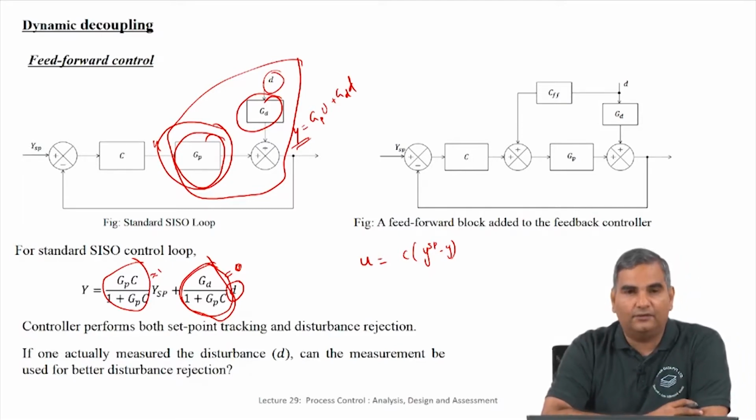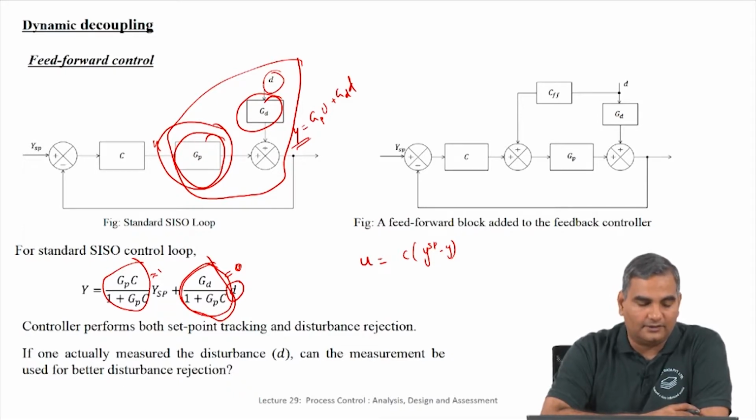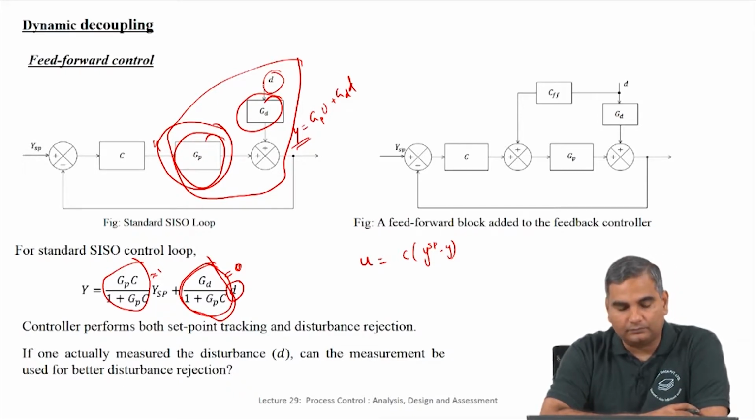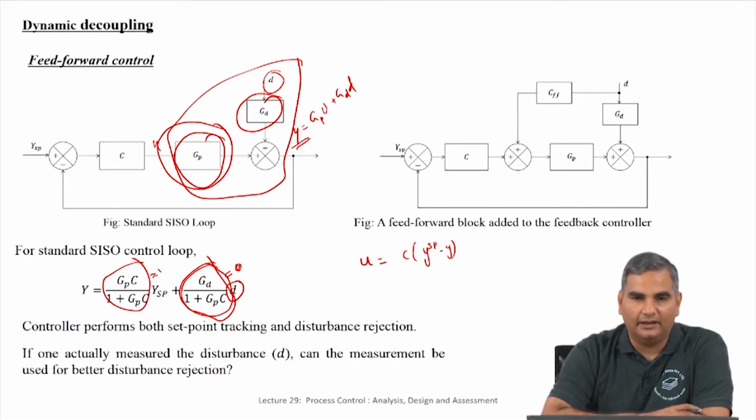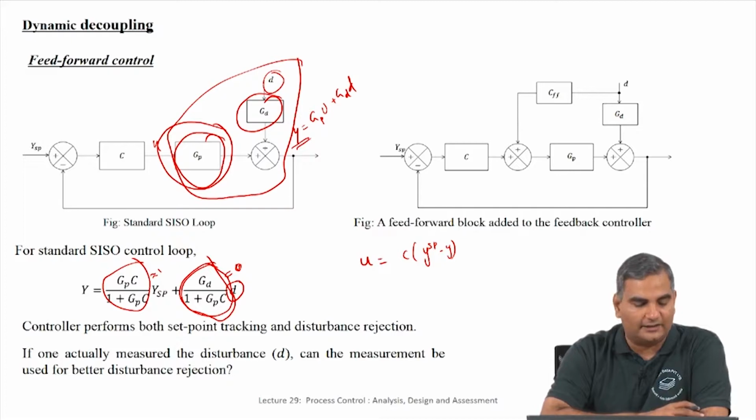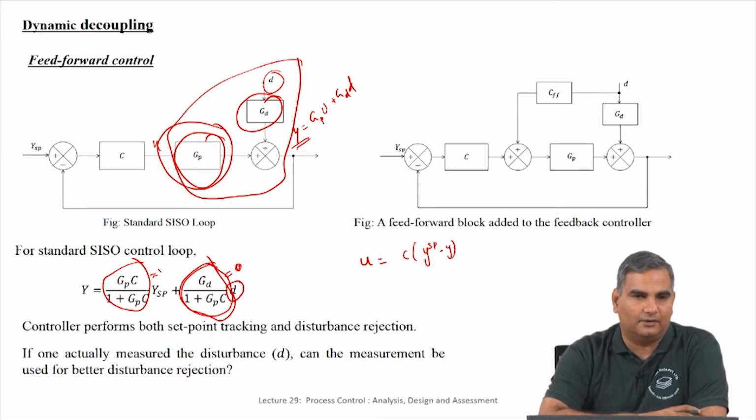However, if there is a case where you are actually measuring the disturbance, okay, is there some way to improve the controller using that measurement is the question that we are asking, and that is a question that we are trying to answer using feed forward control. Let me give you a physical example of this.